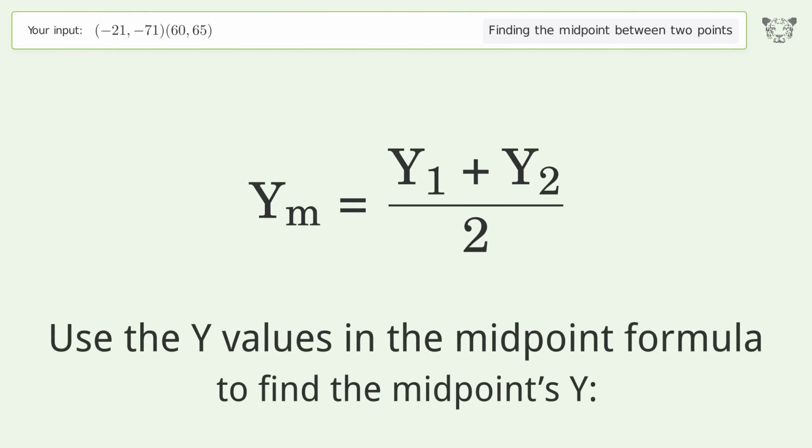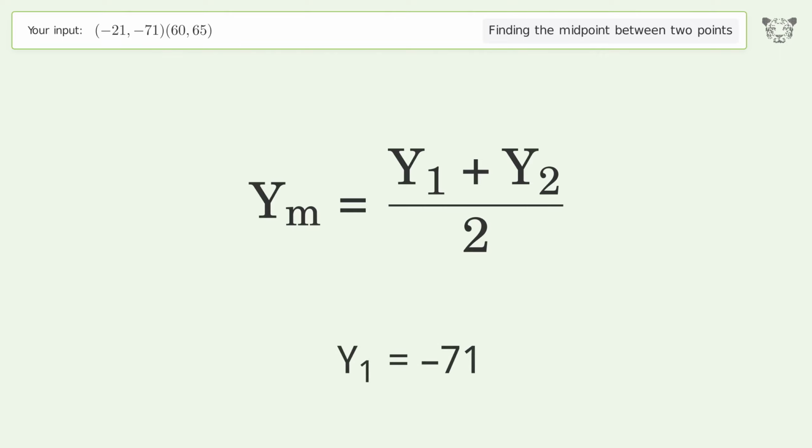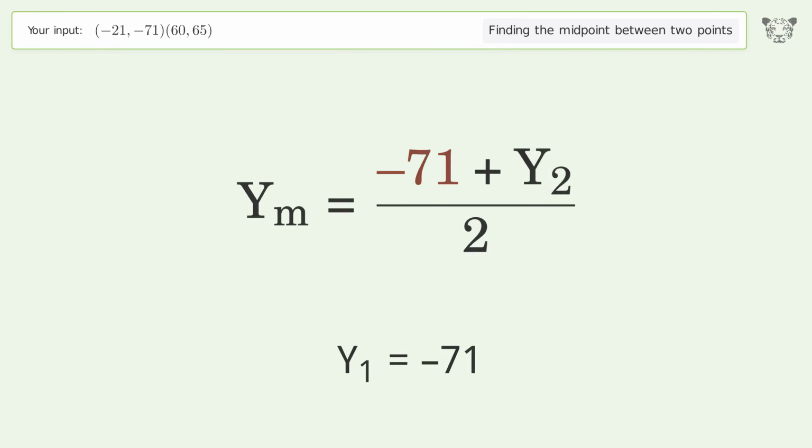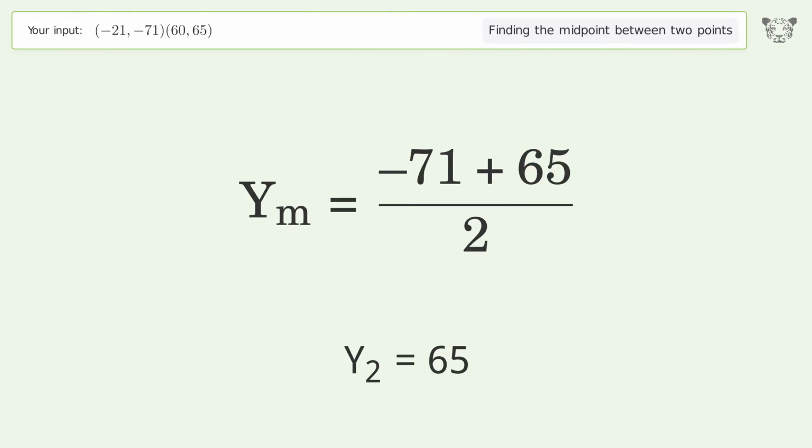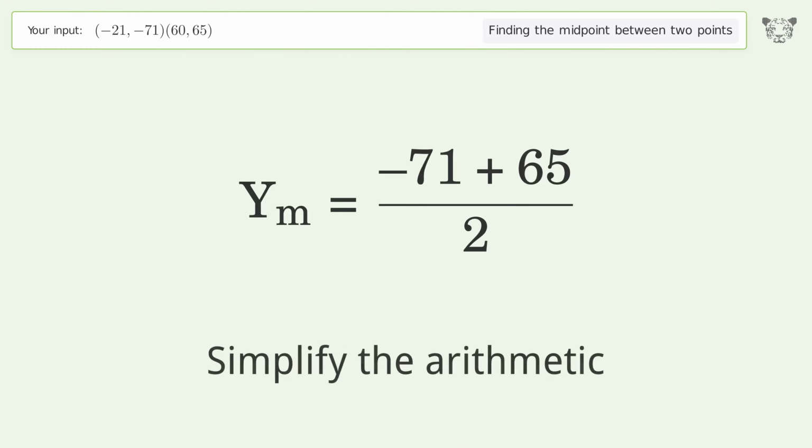Use the y values in the midpoint formula to find the midpoints y. y1 equals -71. y2 equals 65. Simplify the arithmetic.